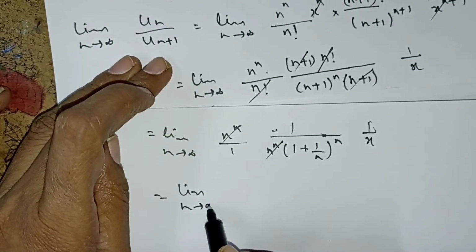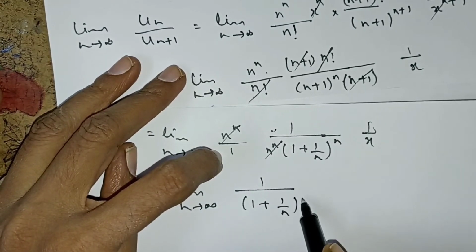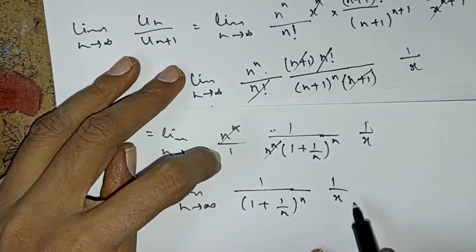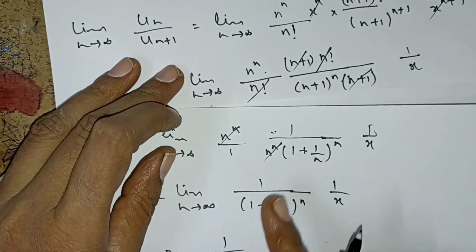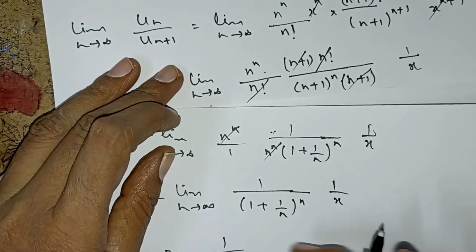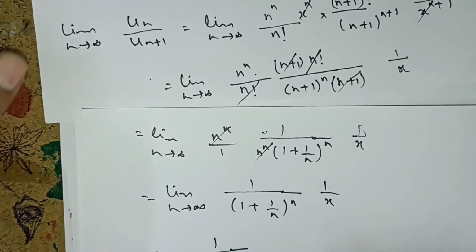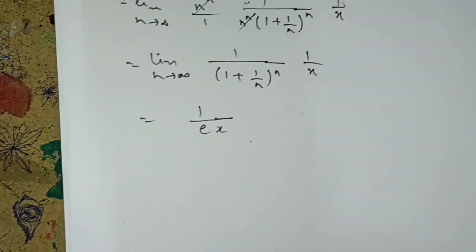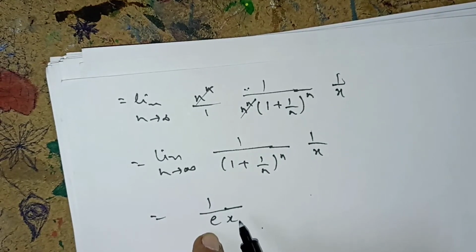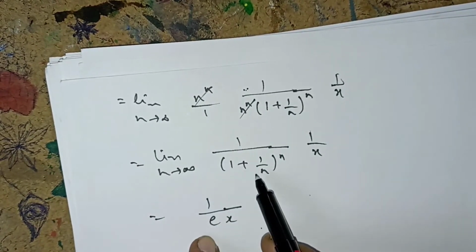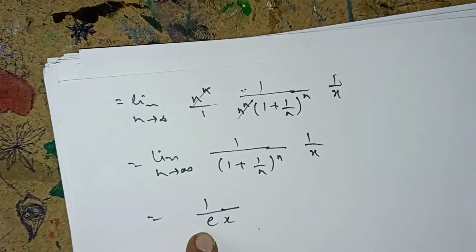Limit n tends to infinity, 1 by 1 plus 1 by n whole to the power of n into 1 by x. This becomes 1 by e. Limit n tends to infinity, 1 plus 1 by n whole to the power of n is e, into x, ex. That means the ratio test answer is 1 by ex. It contains limit n tends to infinity 1 plus 1 by n whole to the power of n, which becomes e. This x is there, ex. The answer we have got is 1 by ex.